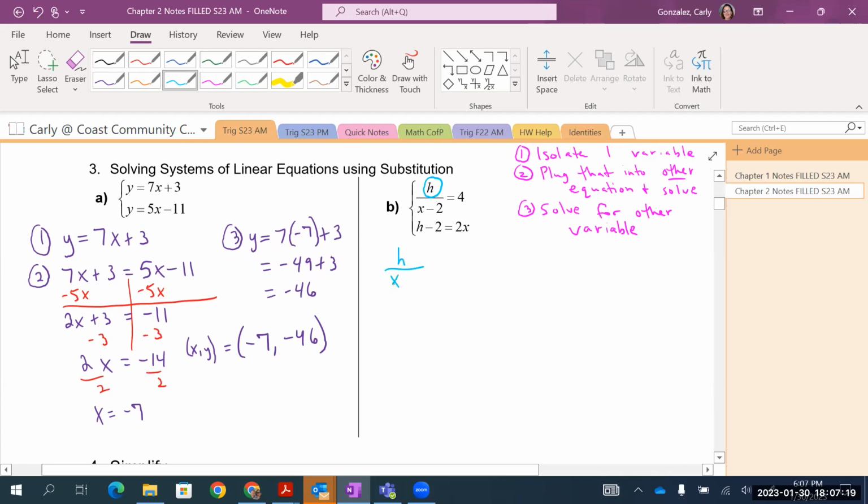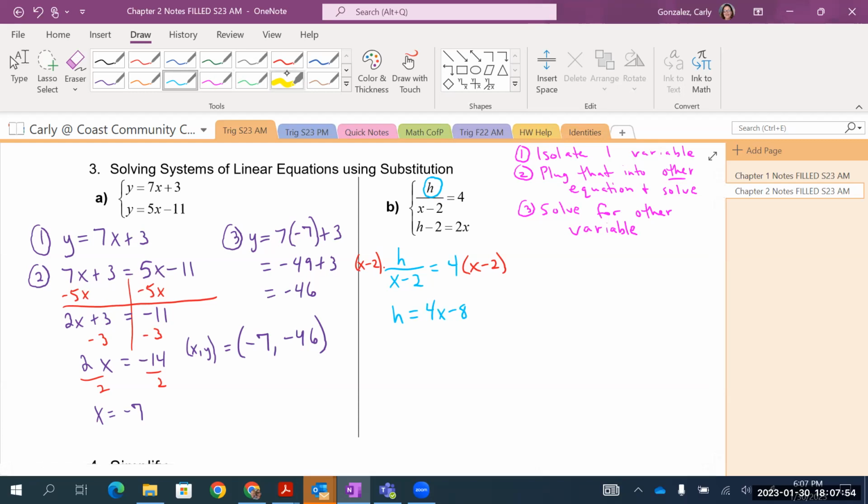I'm just copying it down. Now, if I want to solve for h, I do not like this x minus 2 in the denominator. So to cancel out dividing by x minus 2, I can multiply both sides by x minus 2. So on the left, my x minus 2's cancel, and I'm just left with h. And on the right, I can distribute the 4 to get 4x minus 8.